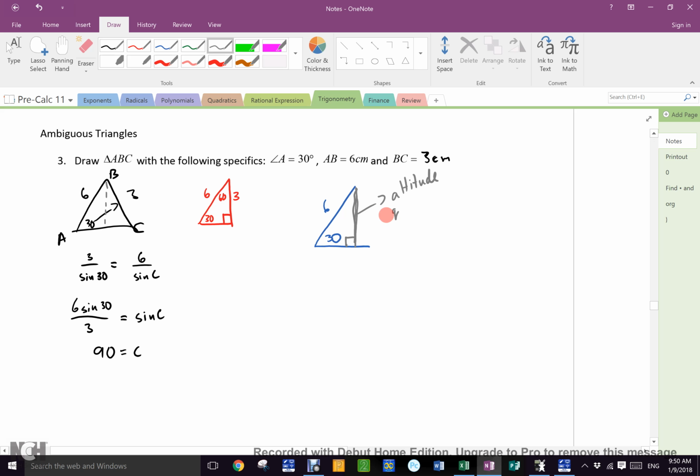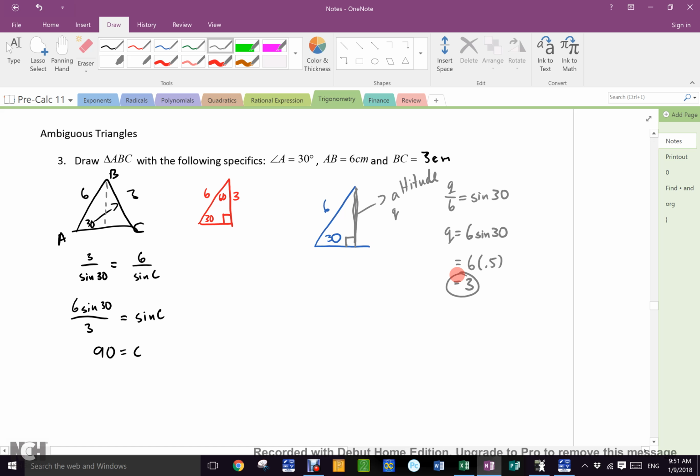We know that Q over 6 will equal sine 30, correct? From SOH CAH TOA, right? So Q will equal 6 sine 30. Everyone agree? The sine of 30 is 0.5. So it is 6 times 0.5, which is 3. So my altitude is 3.